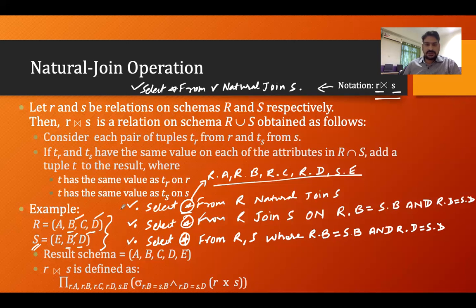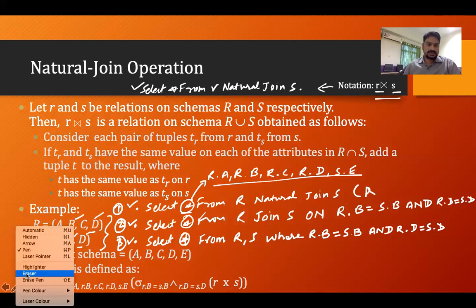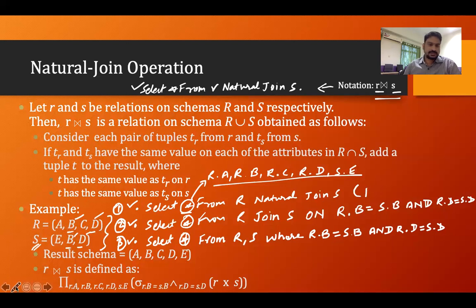So the queries I'm numbering as 1, 2, and 3. The first one is your natural join. It is the same as this. So I'll write the relational algebra for that. It will be R natural join S. That's all. This is your relational algebra. For the third, the relational algebra is written here. This is the relational algebra for the third one. Here we have used the Cartesian product. For the second one, the relational algebra would be like this.